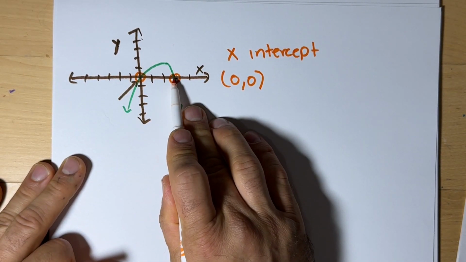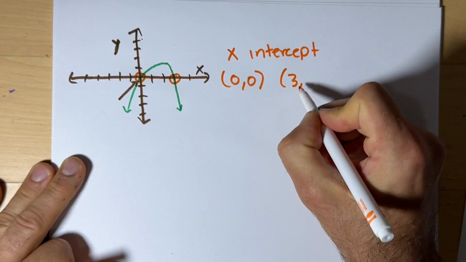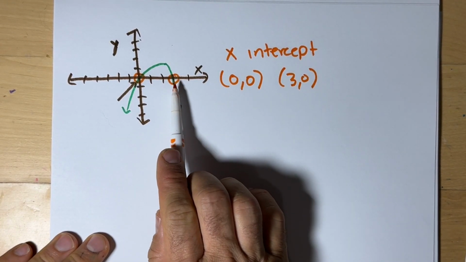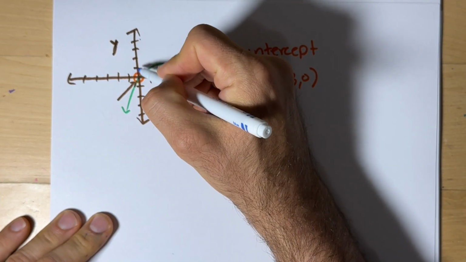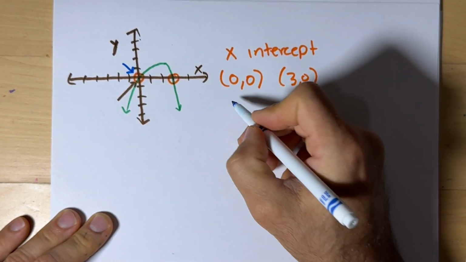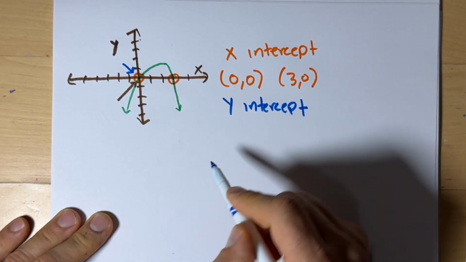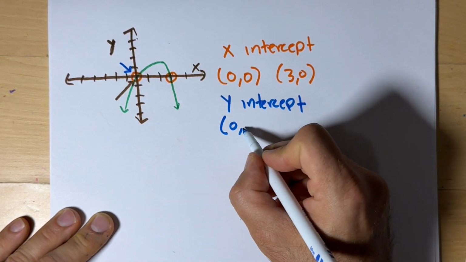Another one on the X street is this one here. 1, 2, 3. To the right 3, up and down 0. So our x-intercepts are here and here where we cross X street. Let's talk about our y-intercept. Our y-intercept is where we are touching or crossing Y street, which is right here. Our y-intercept is left or right 0, up and down 0, it's at the origin.